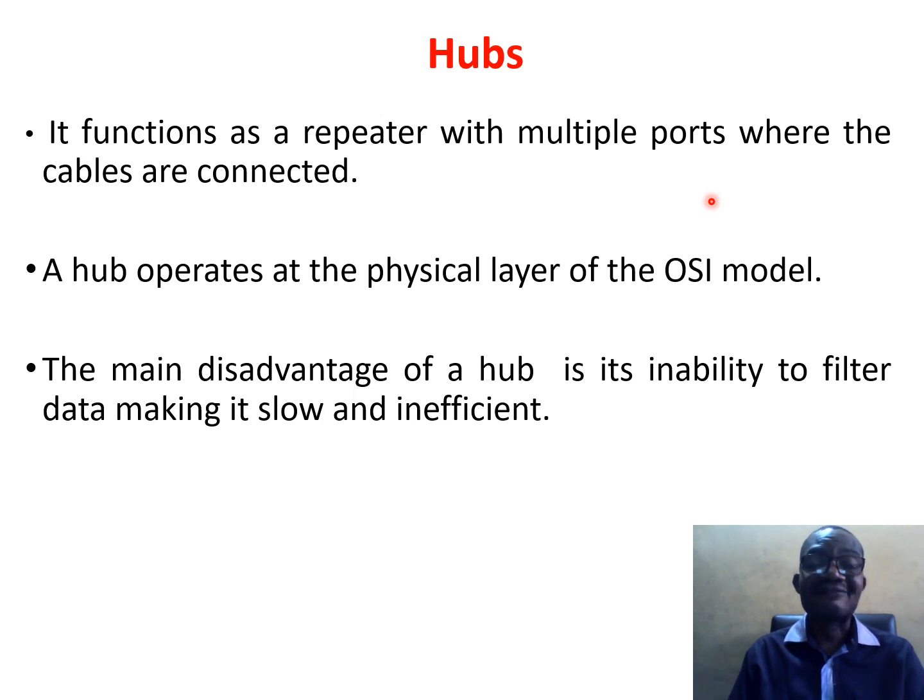The main disadvantage of a hub is that it is unable to filter data, making it slow and inefficient. When it transmits data, it just repeats the signal to all the ports within the hub, irrespective of the particular port that needs the information, and that can slow down a network.